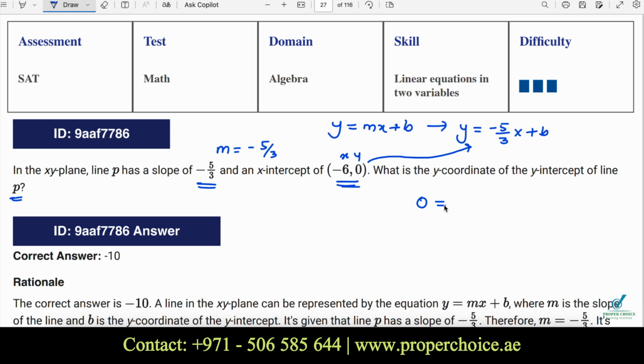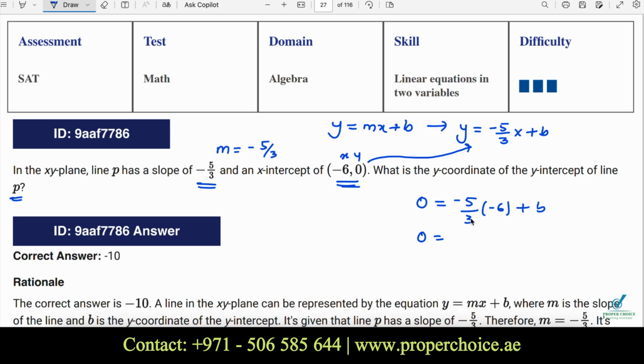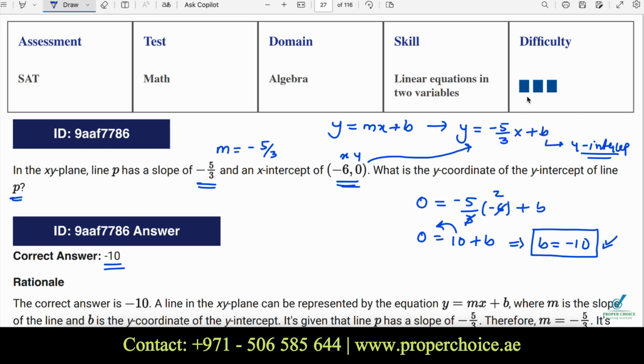Substitute 0 equals minus 5 by 3 times negative 6 plus b. So that gives me 0 equals minus 5 by 3 times negative 6. That gives me negative 3 times 2 is 6, so minus 5 times minus 2 is positive 10, plus b. Now when you take this to the other side, because we have to solve for b, that gives me b equals negative 10. As we know, when you take a number from one side to another, the sign should be changed. So we get b as negative 10. That itself is the y coordinate of the y-intercept. We were asked to find b, which we got as negative 10. It's a simple question, but I don't know why they said the difficulty level is hard.